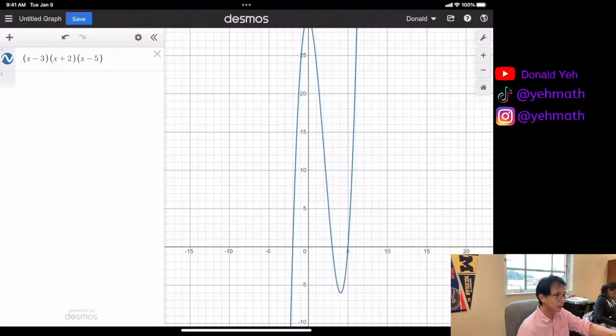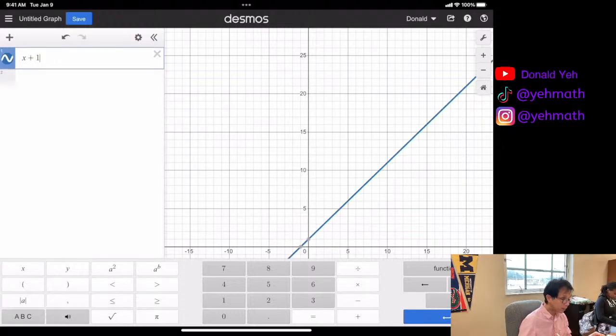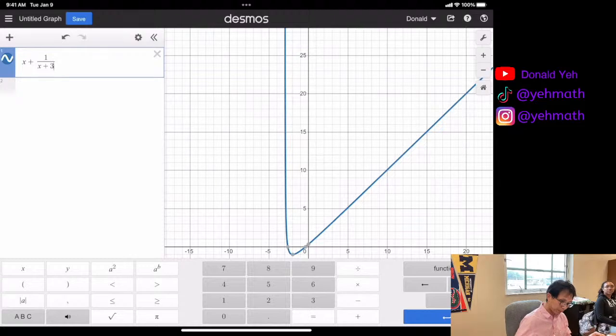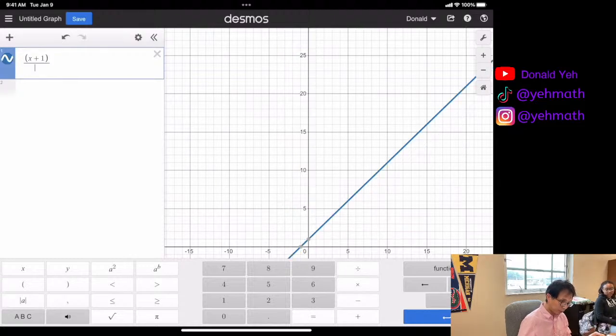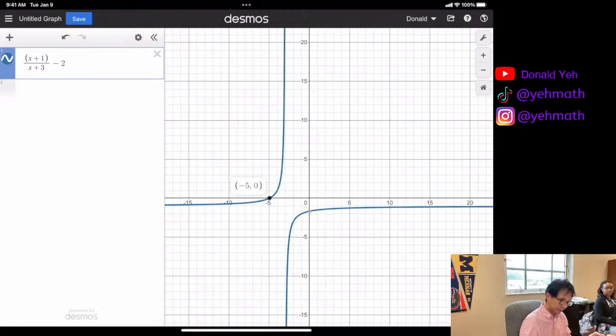Now check the last question. We can even just type it in the way it is. We say x plus 2, x plus 1 over x plus 3. And then we can just type in like -2 like that. Now you see at -3 is an asymptote. So you never equal -3.